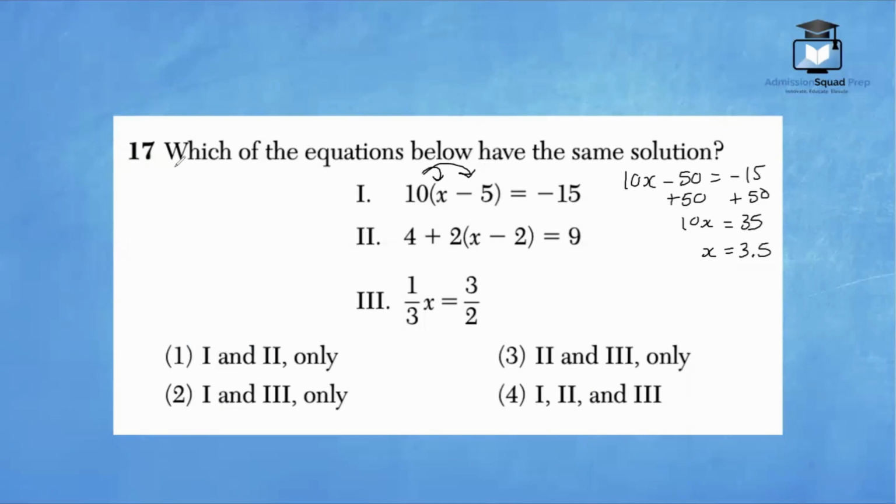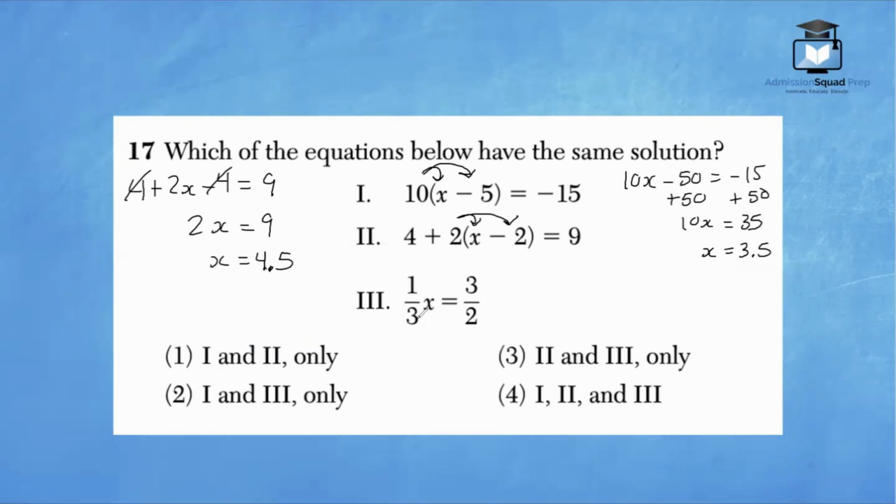Let's look at answer choice 2. We're going to distribute 2 times x and 2 times negative 2. So 4 plus 2x minus 4 equals 9. These 4s are going to cancel out. So we have 2x equals 9 and x equals 4.5. So already we're seeing that these two x values are not the same.